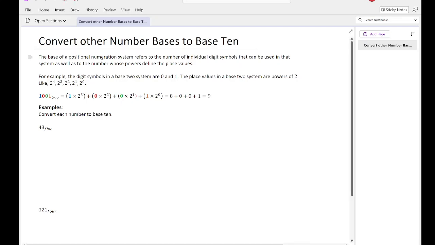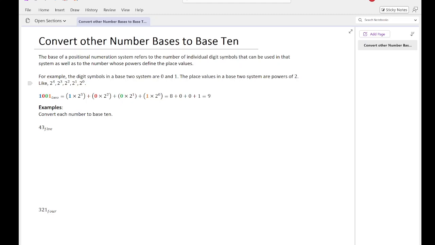The base of a positional numeration system refers to the number of individual digit symbols that can be used in that system, as well as to the number whose powers define the place values. For example, the digit symbols in a base 2 system are 0 and 1. The place values in a base 2 system are powers of 2, like 2 to the 4th, 2 cubed, 2 squared, 2 to the 1st, 2 to the 0, which is always a 1.